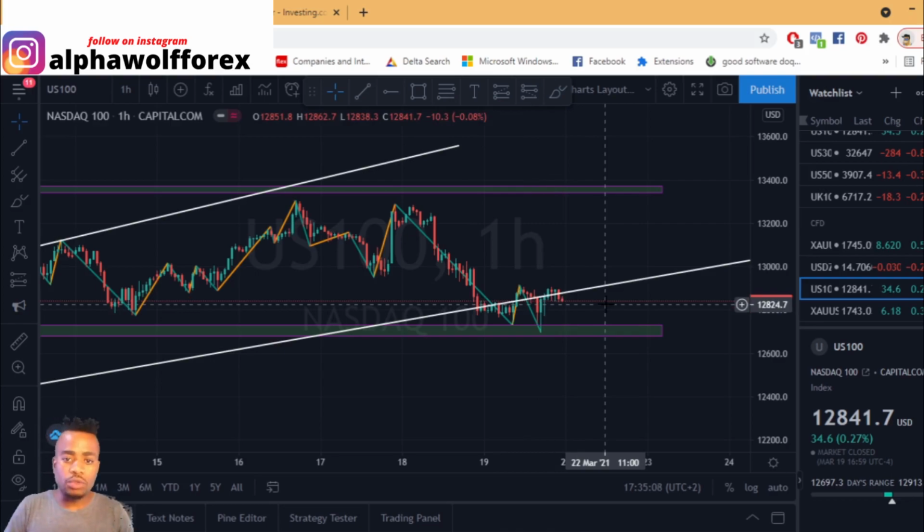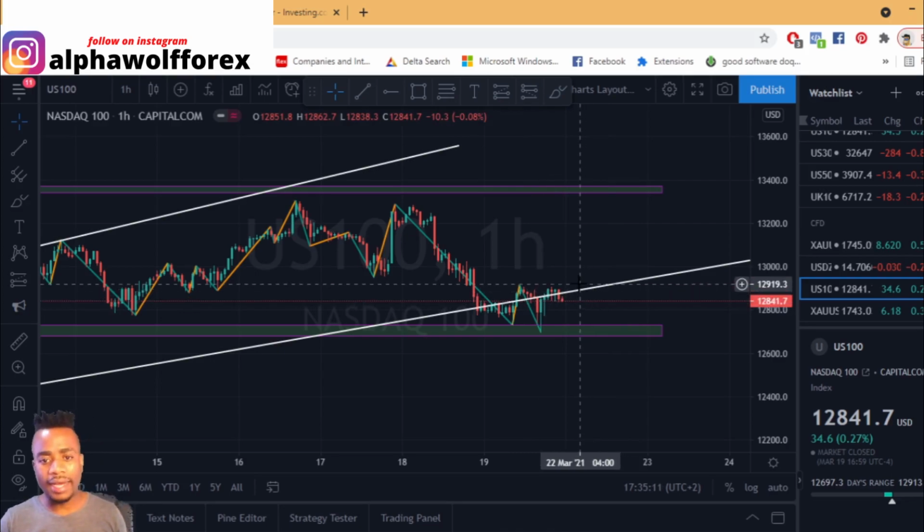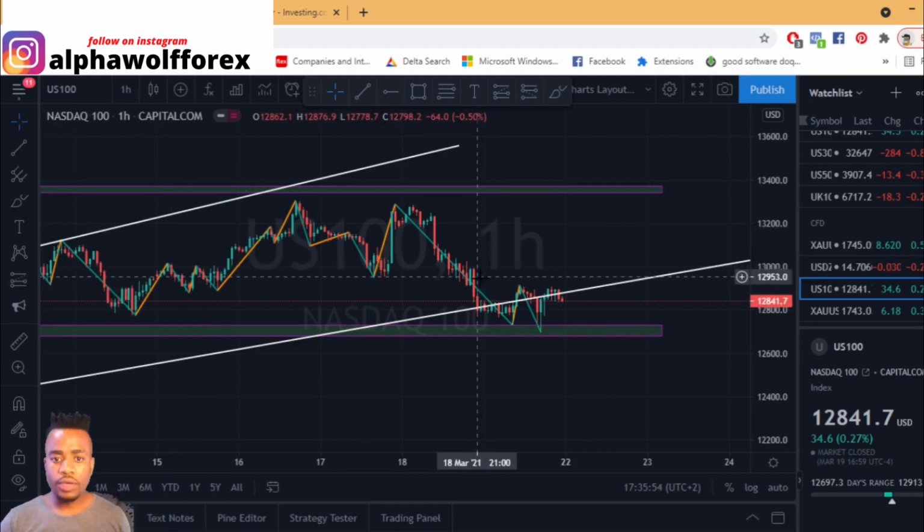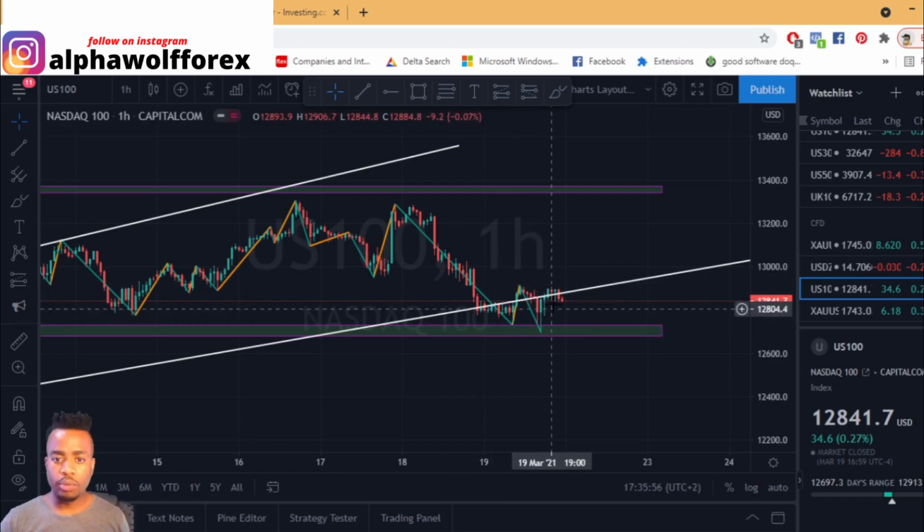So if I were to say in this market, what would I do? Let me just do it like this. Okay, we are here now. You can see there is a nice double bottom forming here, but this double bottom will be confirmed once this zone is broken.